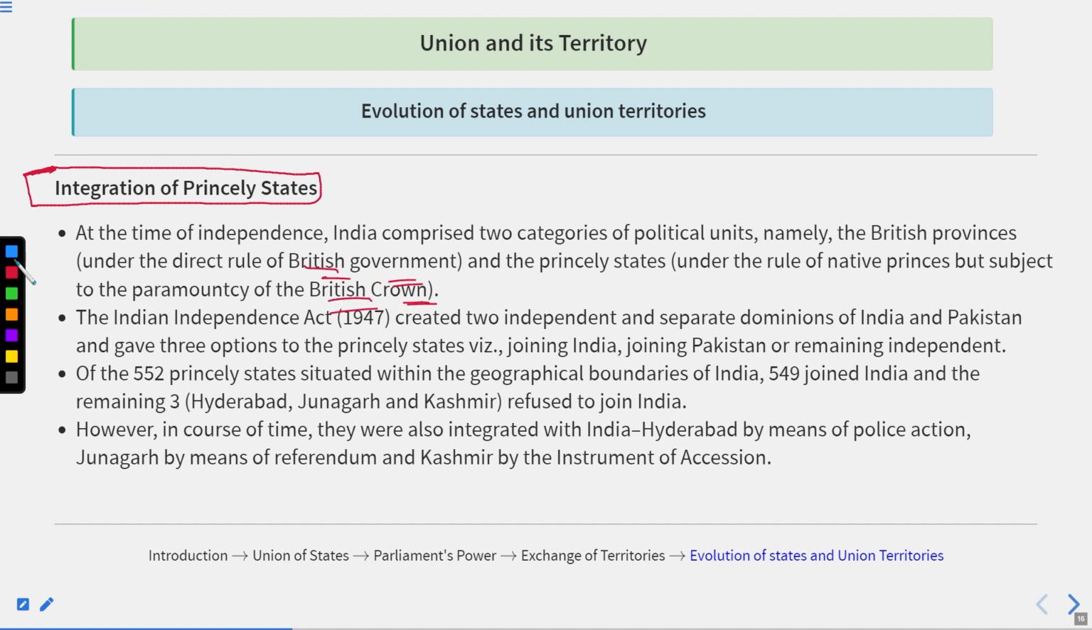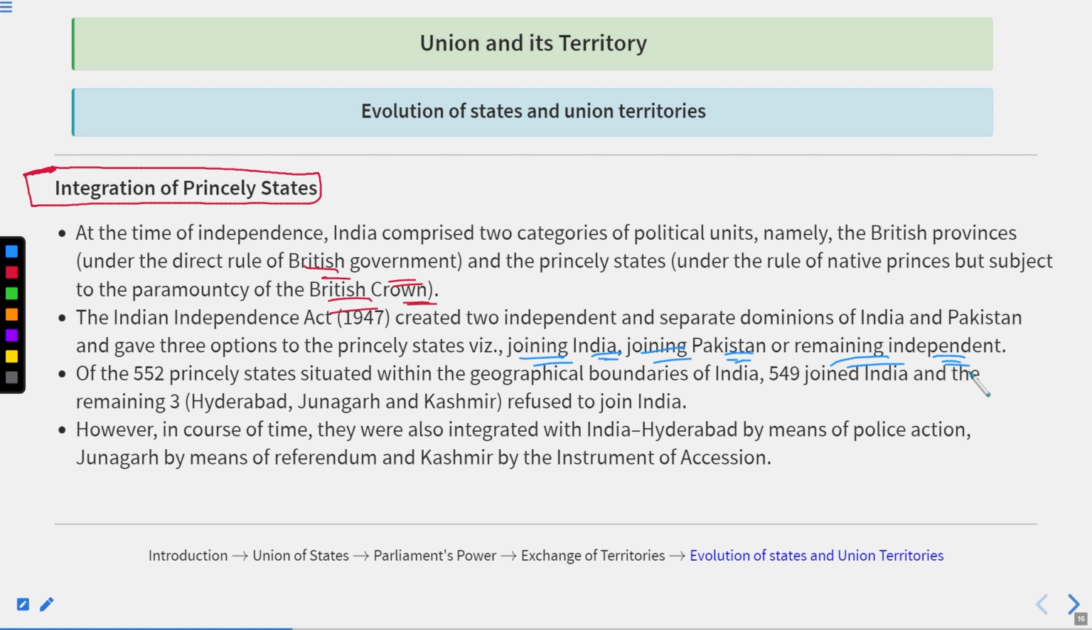All right. The Indian Independence Act 1947 basically created the two independent and separate dominions of India and Pakistan. It gave three options to the princely states: first, joining India; second, joining Pakistan; or third, remaining independent. All right. So we know that the Indian Independence Act 1947 was the one which created the two separate dominions of India and Pakistan, which we also call the partition.